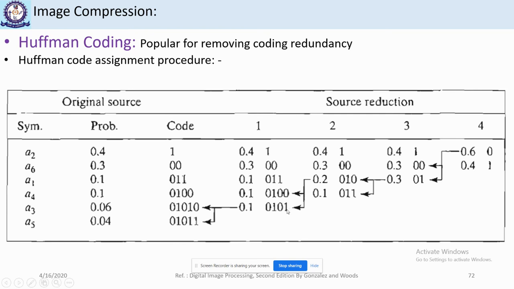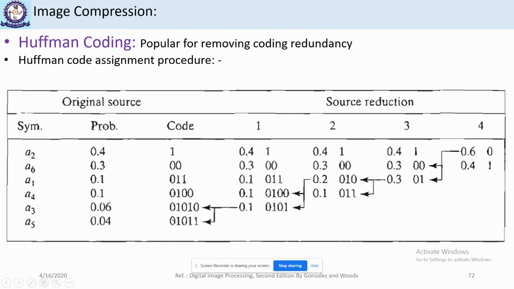So 0 and 1, and for the remaining, 0.4 comes as it is, 0.3 as it is, and 0.1 as it is, that is 0 1 1, like this. Now here also we have got this 0.1 by adding these two probabilities, 0.06 and 0.04.